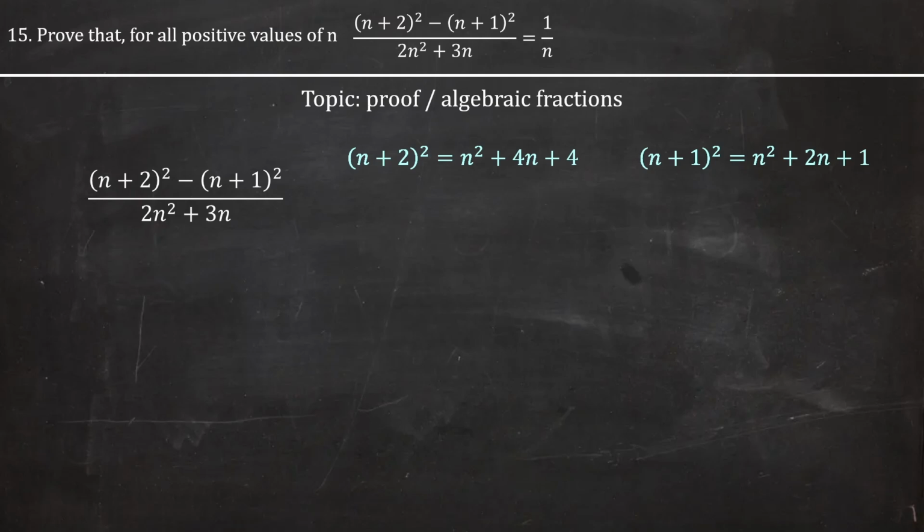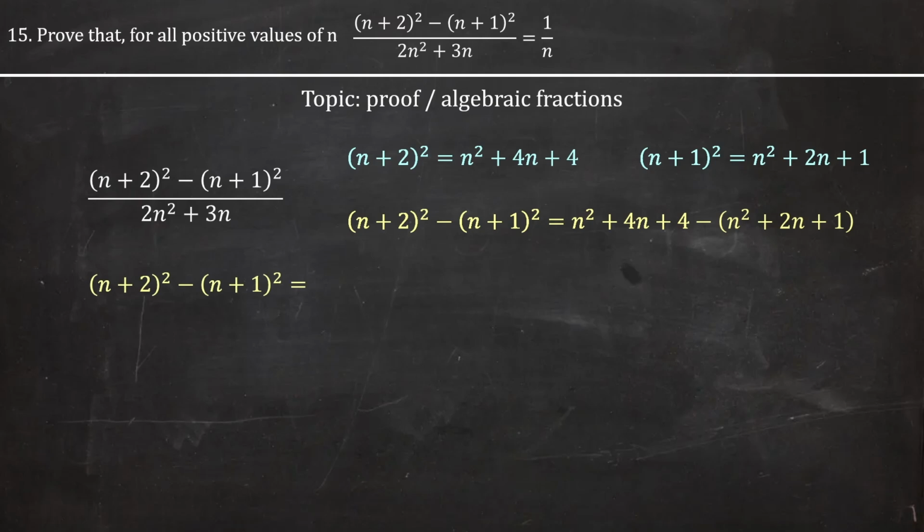Now the thing that a lot of people get wrong here: the minus before the bracket n plus 1 squared will affect things a lot. So be careful when you have a minus before a bracket. Because what we're doing here, n plus 2 squared minus n plus 1 squared, is going to be equal to what I got for n plus 2 squared, which is n squared plus 4n plus 4, minus, I'm going to use a bracket to help me here, n squared plus 2n plus 1.